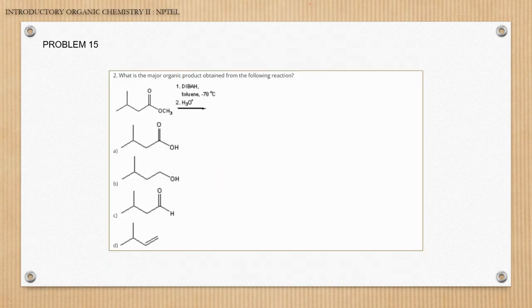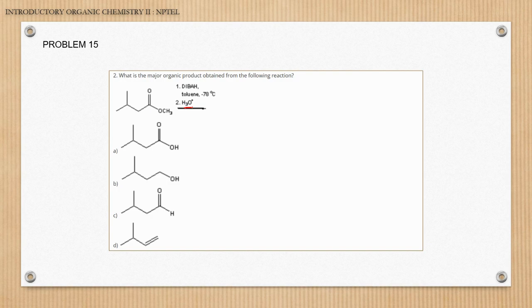So coming to problem number 15. This will be the last problem for today. This is also a very simple problem based on the mechanism only. They are asking you what is the major organic product obtained from the following reaction. They are treating this ester group with DIBAL-H, and the second step is hydrolysis.